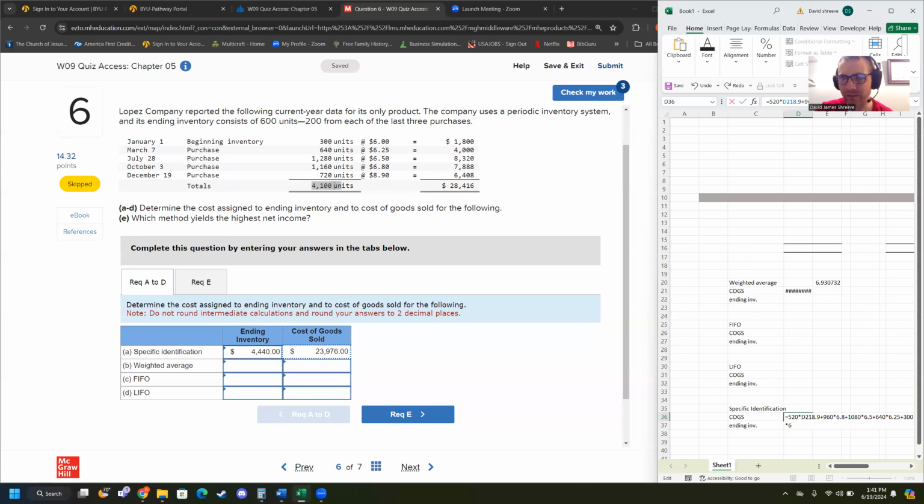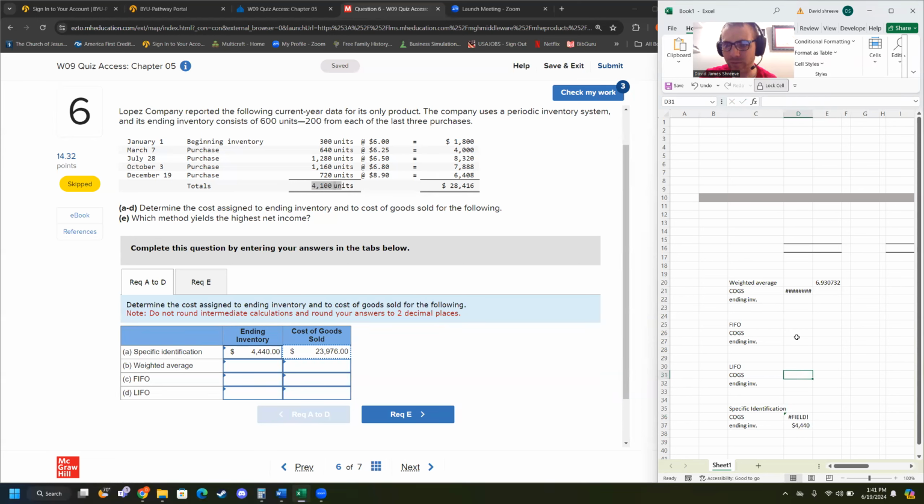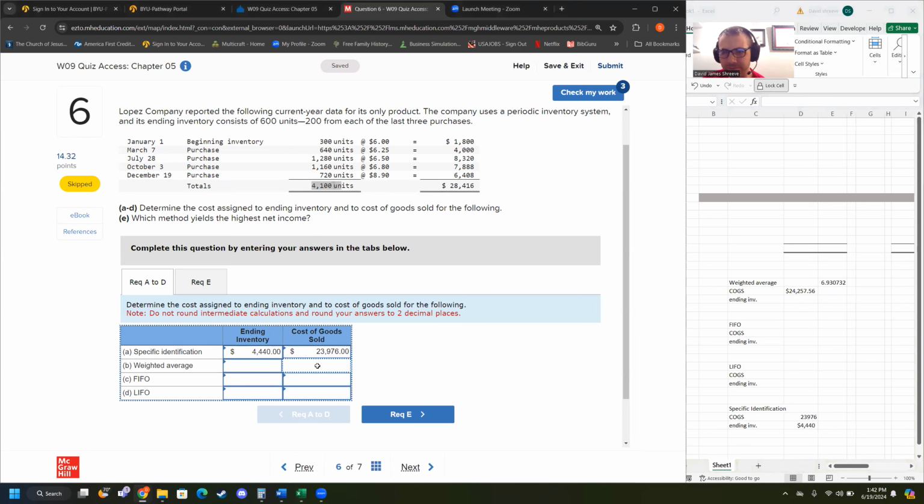What is it? Oh man. I don't know what I did. Okay. Right, we are dividing by that number, 505. Nope, we're timesing by that number. Yep, we're not dividing. Times that number. That should be our cost of goods sold for weighted average.